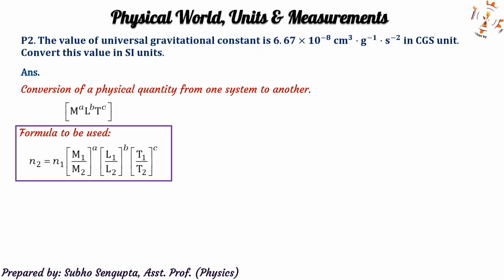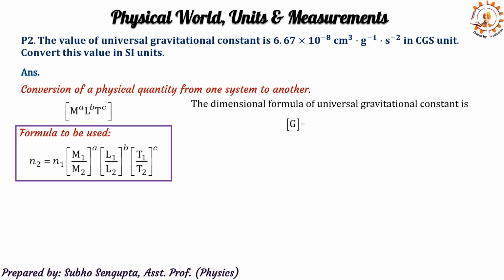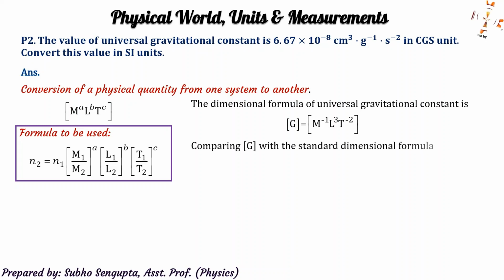I will be using suffix 1 for the first system of units, which is the CGS system of units for the given problem, and the suffix 2 for the second system of units, which is the SI system of units. We know that the dimensional formula of universal gravitational constant is [M^-1 L^3 T^-2]. Now, comparing this dimensional formula of G with the standard dimensional formula of a physical quantity, we obtain a = -1, b = 3 and c = -2.